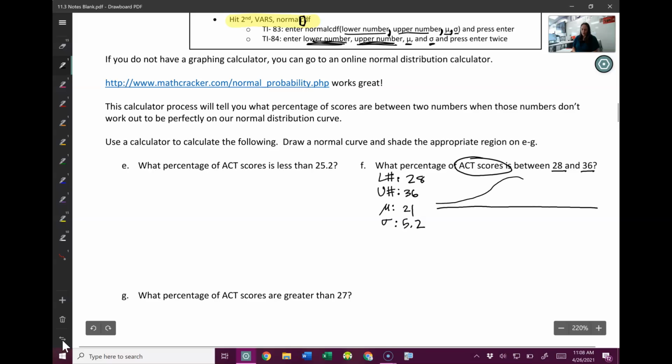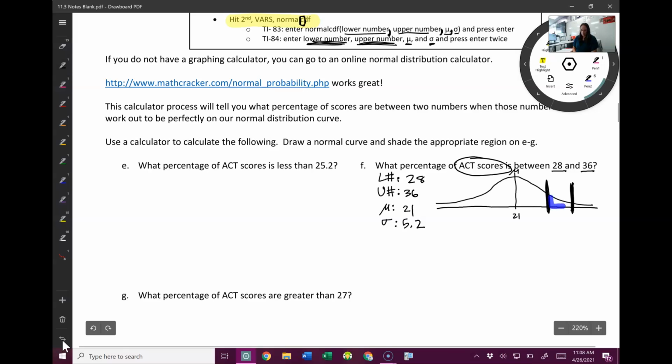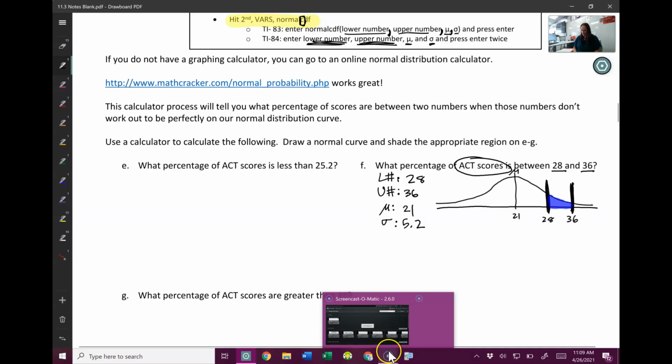Now before I show you how to type this into your calculator, we're just going to really quickly sketch a normal curve so you can see what's going on. So here's my mean at 21. I don't even have to sketch all the standard deviations this time. I just know I want to get all the numbers between 28 and 36. So that's going to be 28 and 36. So I want that area right there. That's what I want to find. I want to find what percentage of scores are between these new two numbers. And the calculator will do that for us.